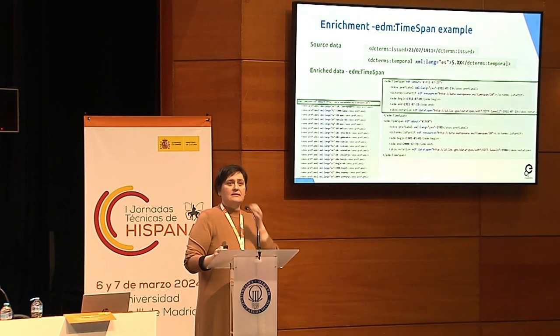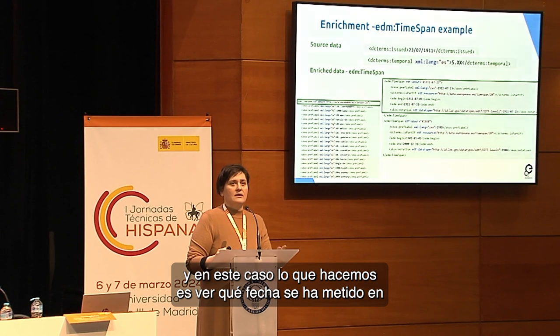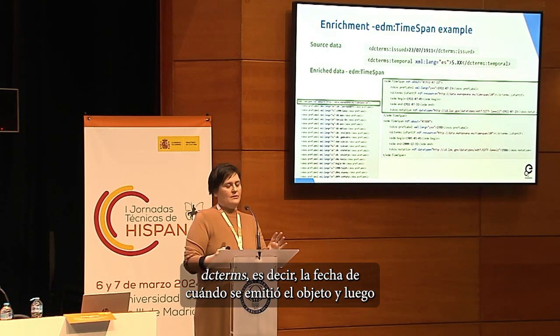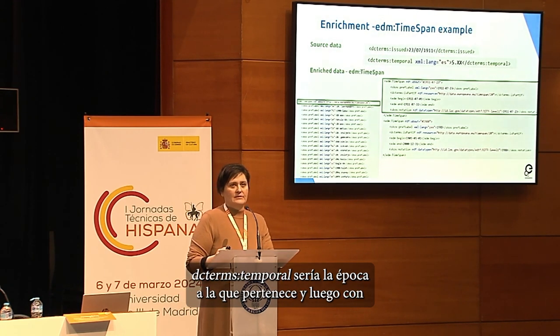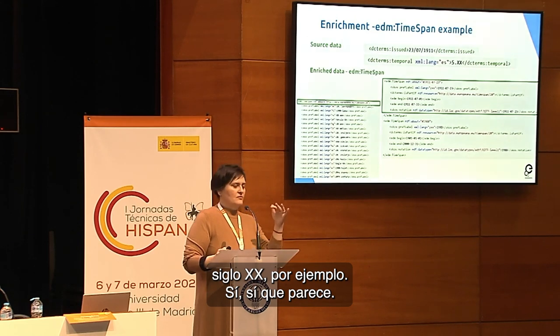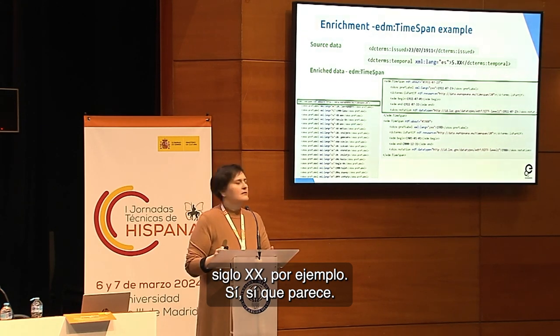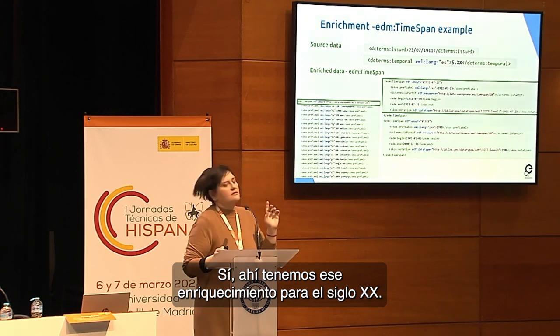For time span, indeed, as I said, we have these different dates that are used. And in this case, we look at the dates added in dcterms issued, so the date when the object was issued, and dcterms temporal, the time period where it belongs. And here with enrichment, we just categorize that into saying, well, 20th century and different versions of 20th century. 19XX, that's 20th century enrichment.